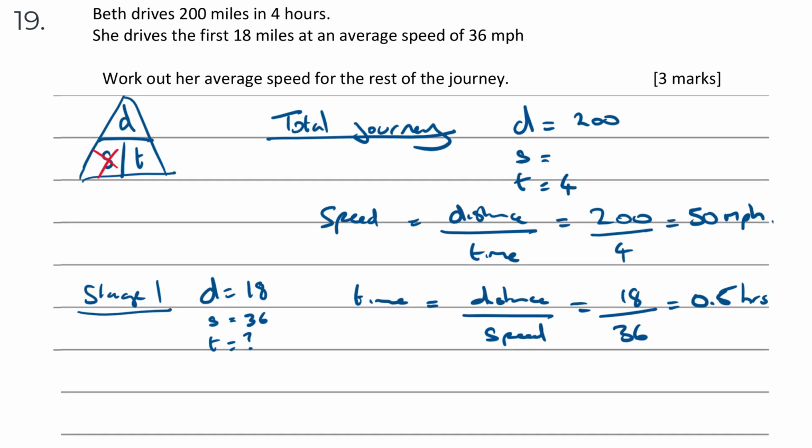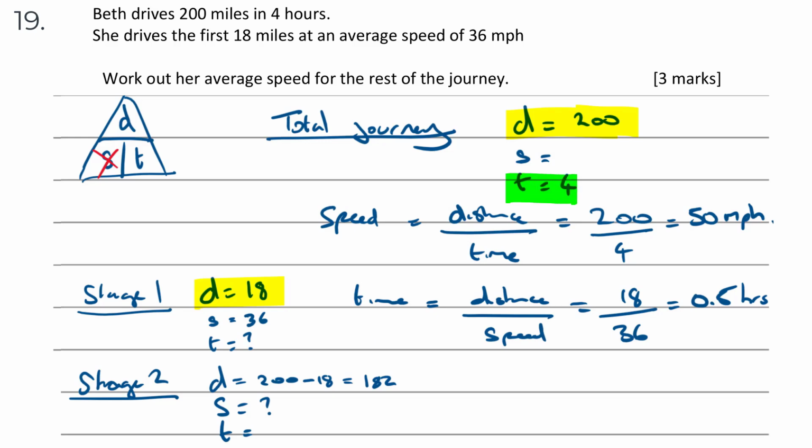Okay, so then stage 2 of the journey, what do we know about this stage? Do we know anything about it? We know the total distance travelled was 200, and we know that the distance travelled in stage 1 was 18. So the distance travelled in stage 2 is going to be 200 minus 18, which is 182 miles. Do we know the speed? No, that's what we're trying to find. Do we know the time? Well, again, we know that the time for the whole journey was 4 hours.